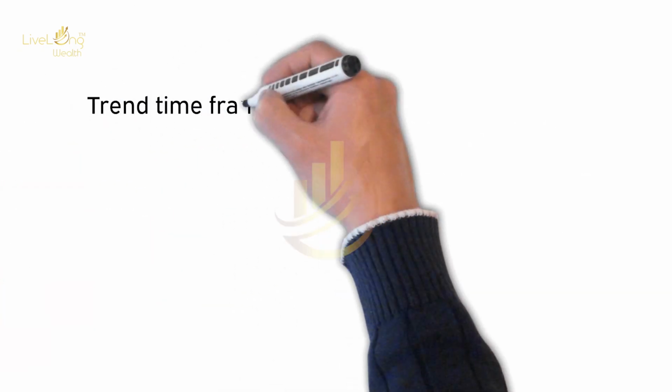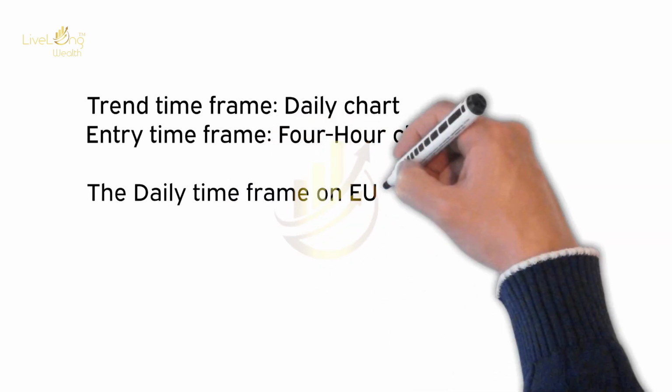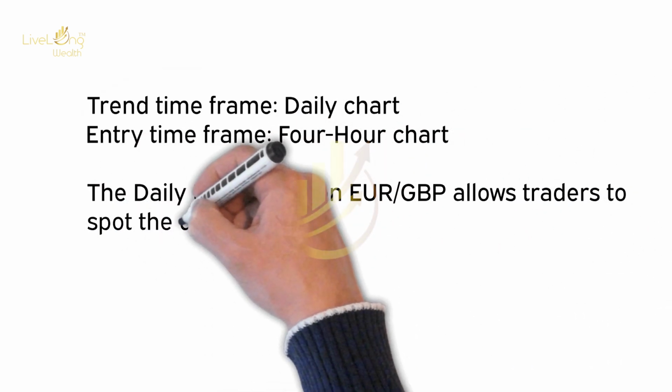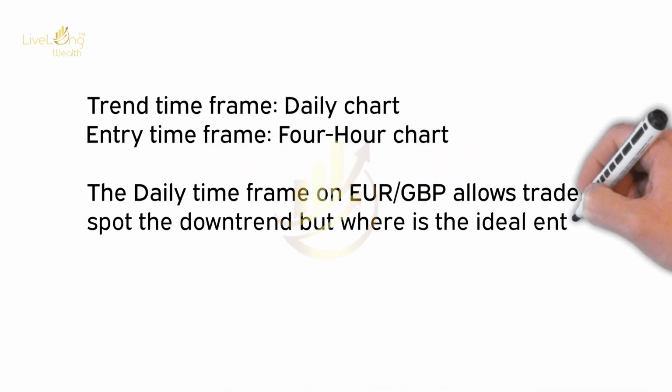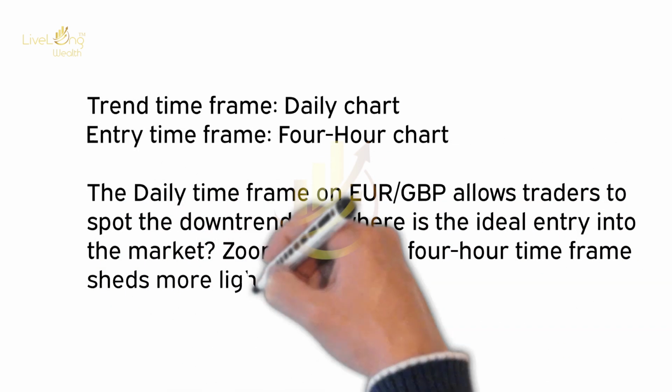Trend time frame, daily chart. Entry time frame, 4-hour chart. The daily time frame on euro to pound sterling allows traders to spot the downtrend, but where is the ideal entry into the market? Zooming into the 4-hour time frame sheds more light on this.